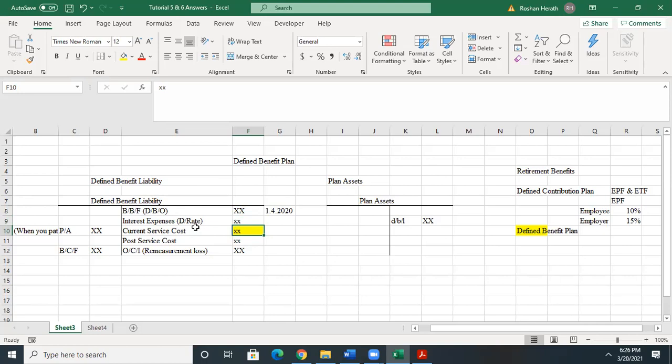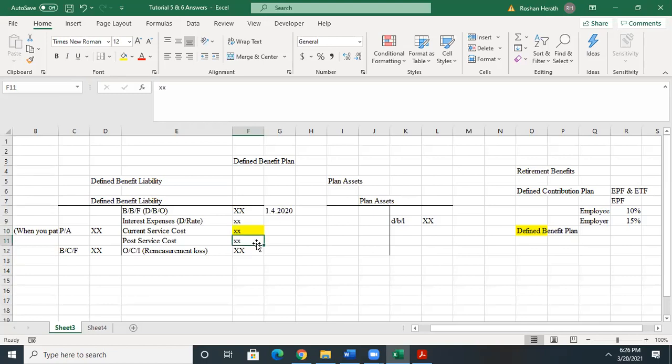The benefit that the employee is entitled to through their service in that period is what we call the current service cost. Right? That's what we call the current service cost. That is also taken at the present value. We will see that through an example.